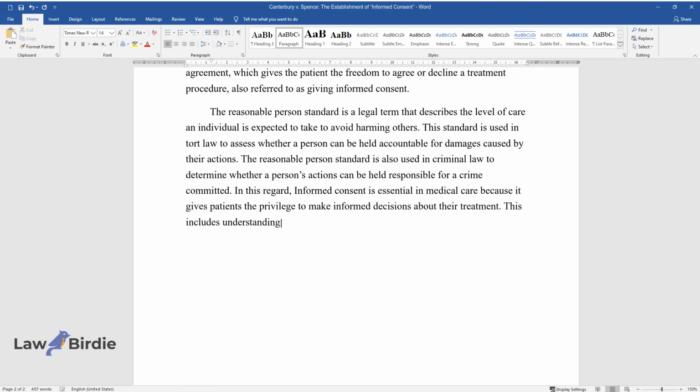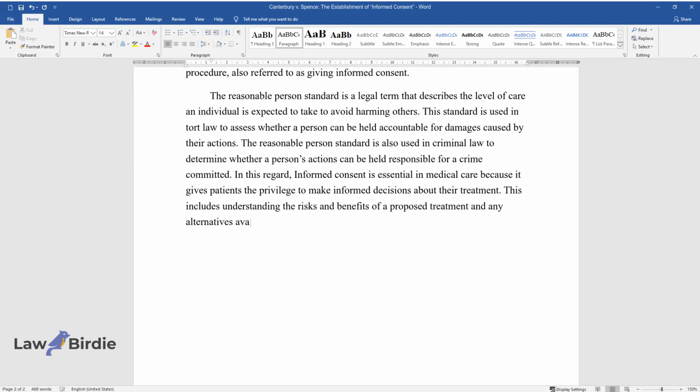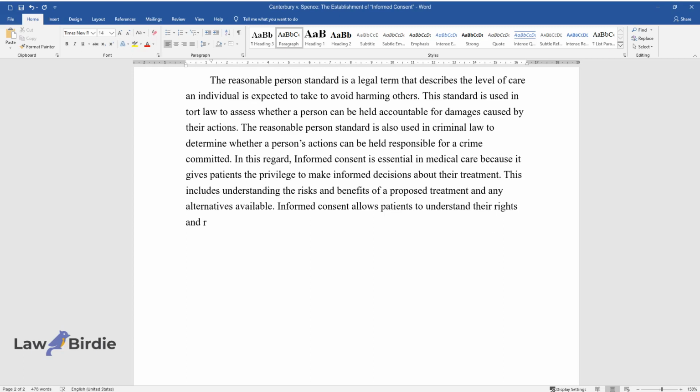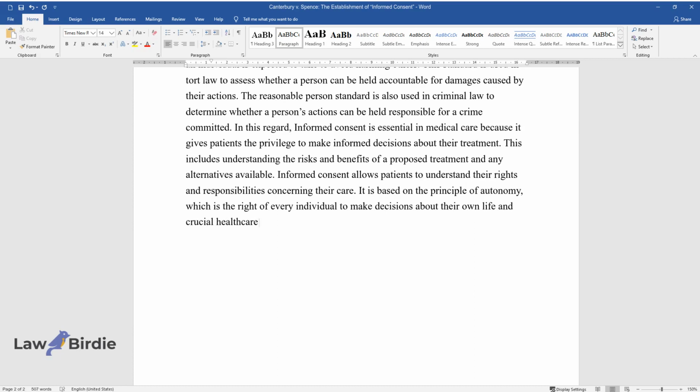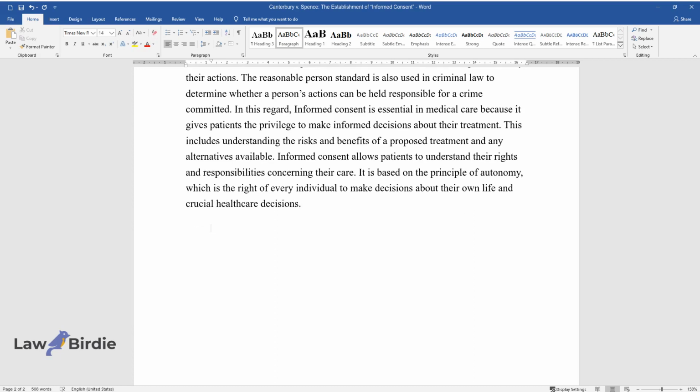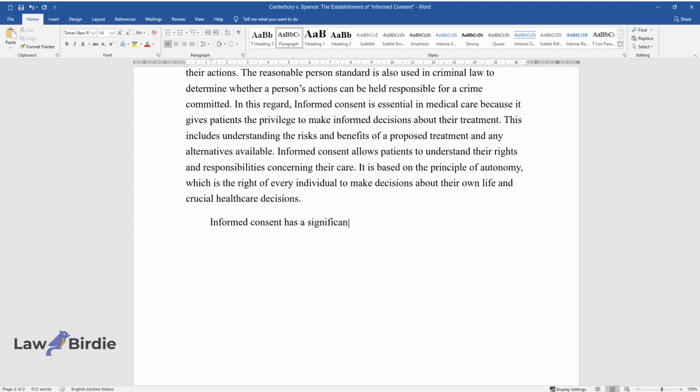This includes understanding the risks and benefits of a proposed treatment and any alternatives available. Informed consent allows patients to understand their rights and responsibilities concerning their care. It is based on the principle of autonomy, which is the right of every individual to make decisions about their own life and crucial healthcare decisions. Informed consent has a significant role in healthcare procedures and practices.